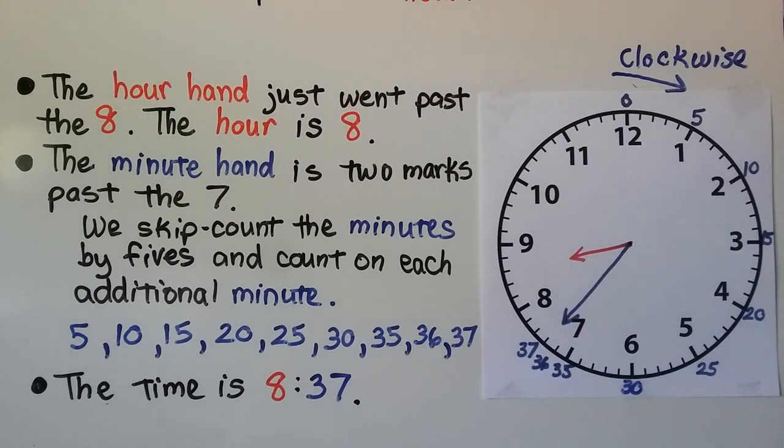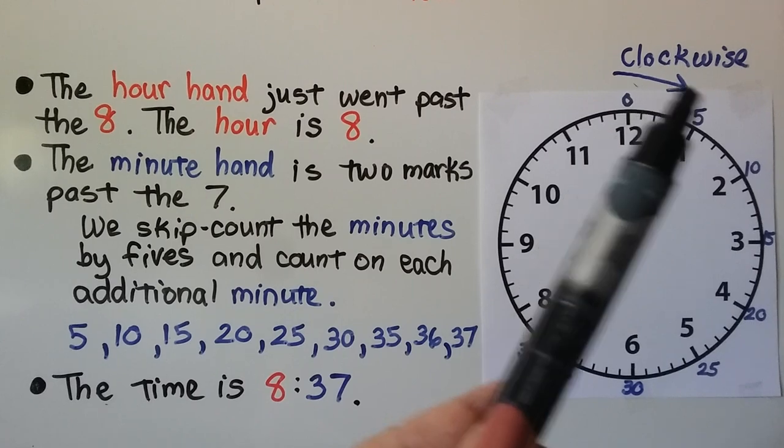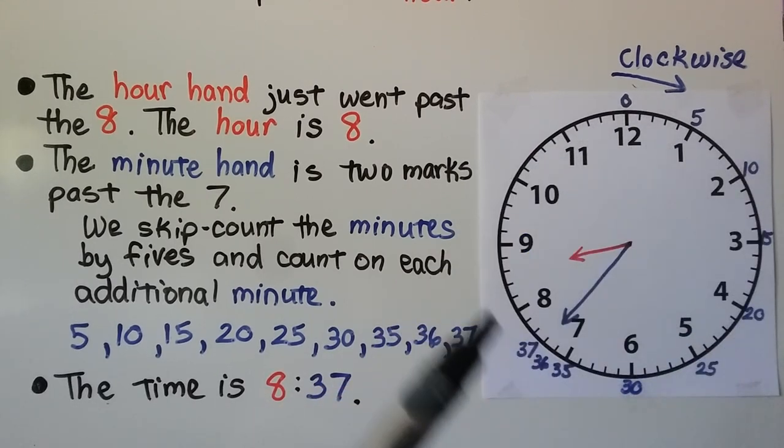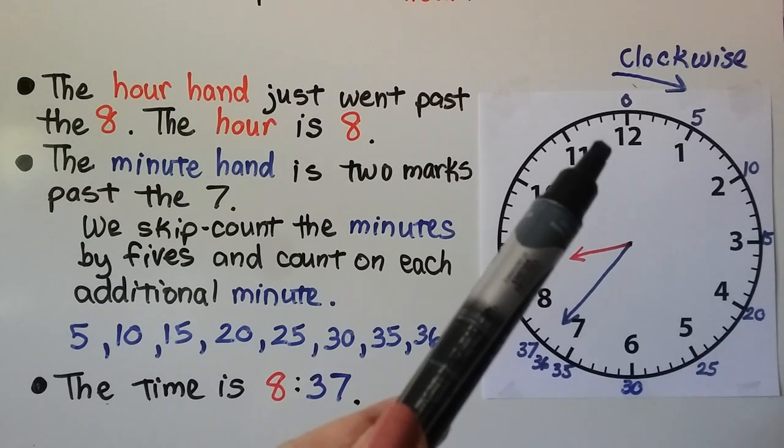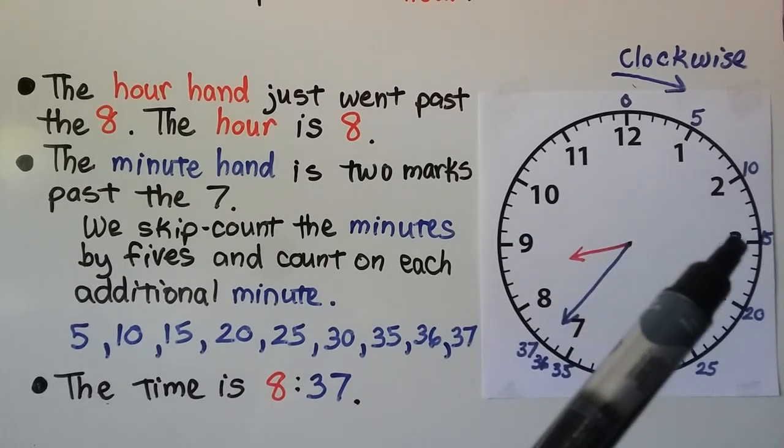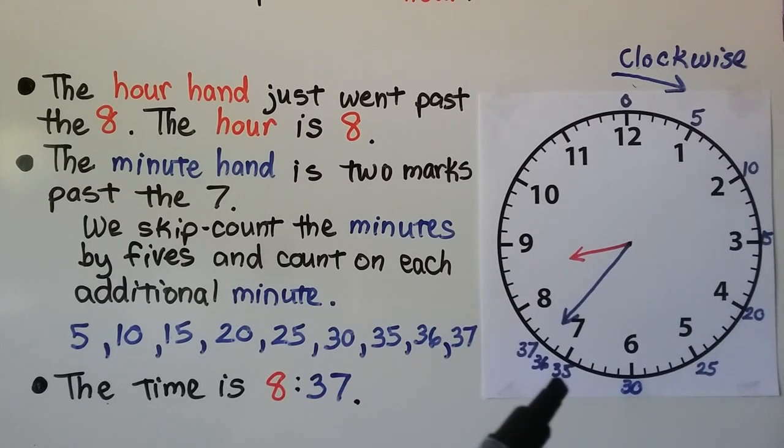We skip count the minutes by 5s and count on each additional minute. And this is clockwise, going around the direction that the hands go. And we start at 0 and say 5, 10, 15, 20, 25, 30, 35, and now we count on each additional minute one at a time. We're at 35, 36, 37, so the time is 8:37.